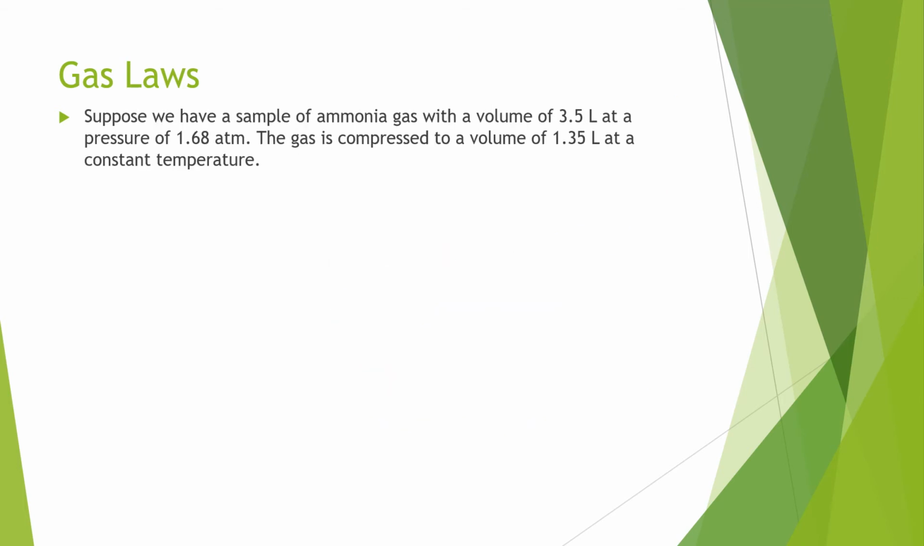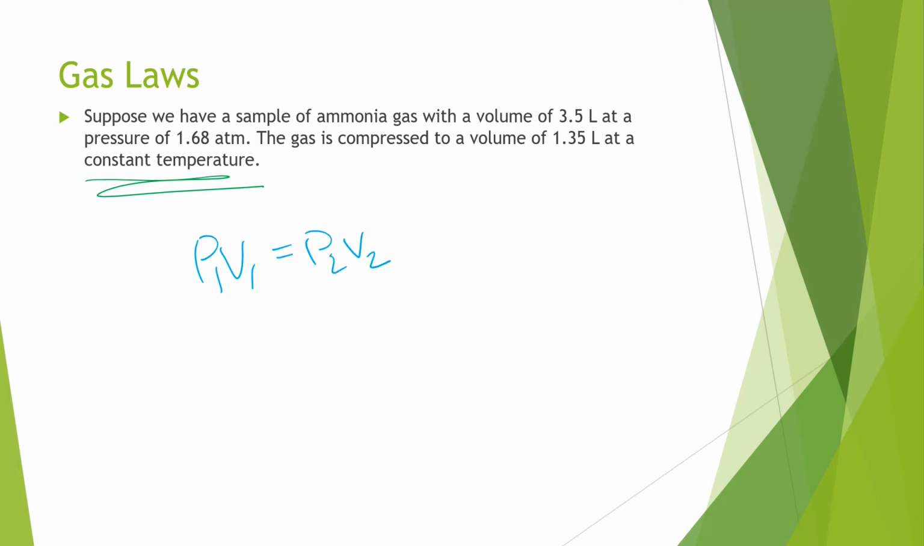Suppose we have a sample of ammonia gas with a volume of 3.5 liters at 1.68 atmospheres. We compress it to a volume of 1.35 liters at constant temperature. So this is another one where we can ignore temperature and we're just going to have P1V1 equals P2V2.